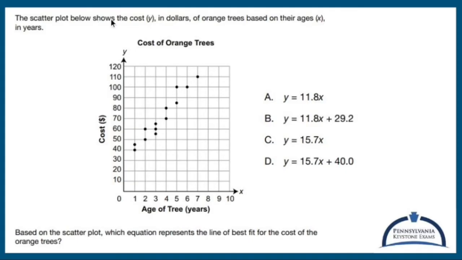The scatter plot below shows the cost Y in dollars of orange trees based on their ages in years. All right, so as orange trees get older, they cost more money. Pretty basic. Based on the scatter plot, which equation represents the line of best fit for the cost of the orange trees? All right, so if you have a death wish and you have Desmos or a graphing calculator, you can plug all of these points in and use like linreg or something like that. That's too much. I'm not going to do that.